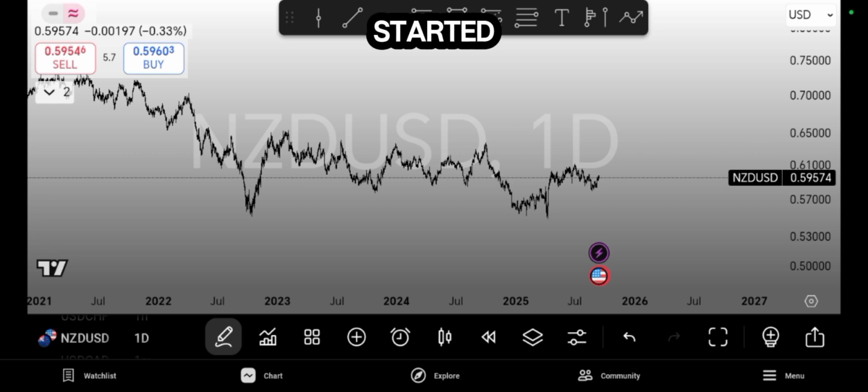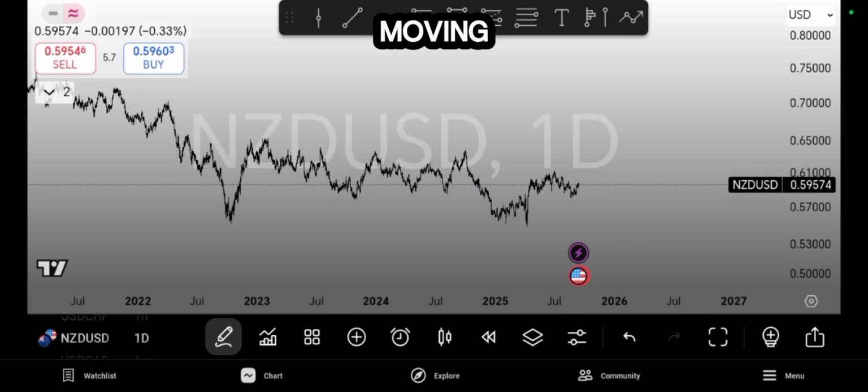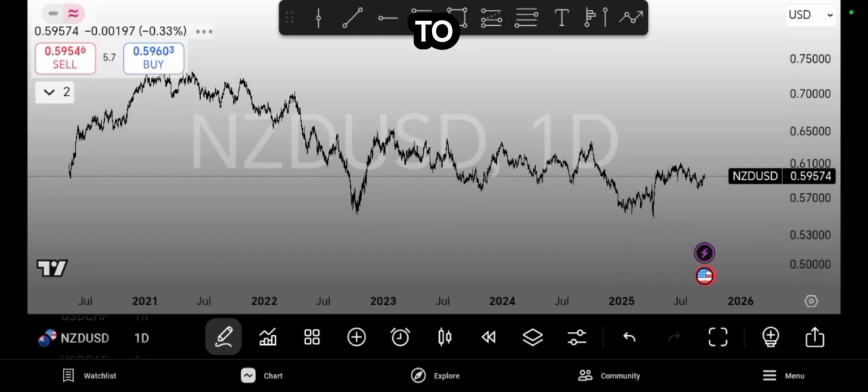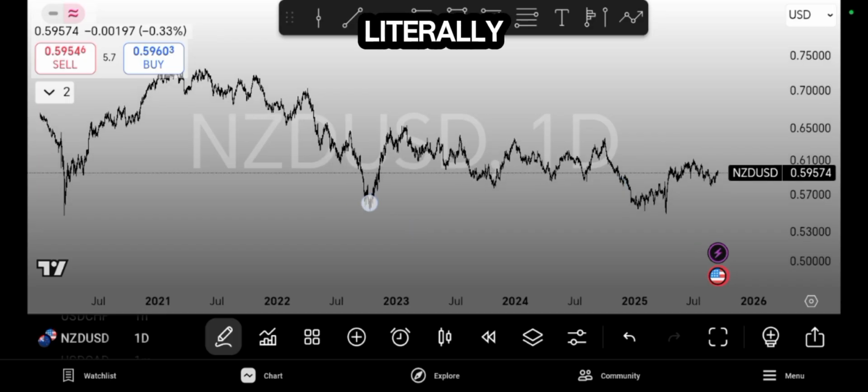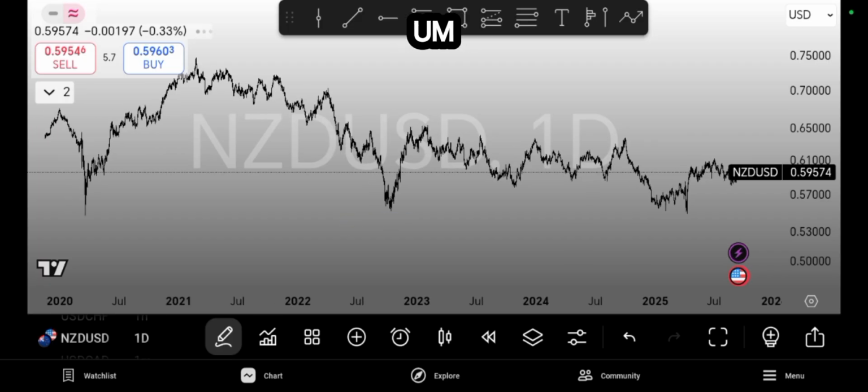So let's get started. As you can see, we have NZD moving sideways because it's consolidating. This is consolidation, straight up consolidation. But I'm going to clarify that I don't literally enjoy trading currency pairs. I enjoy trading gold, but for people who are into currency pairs, this is how I personally analyze currency pairs.